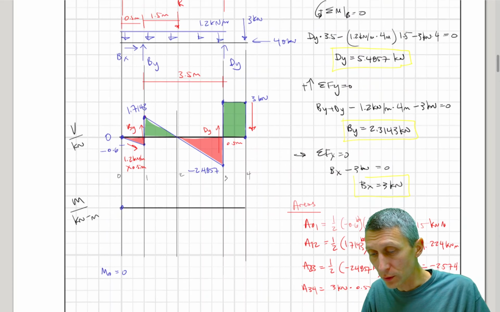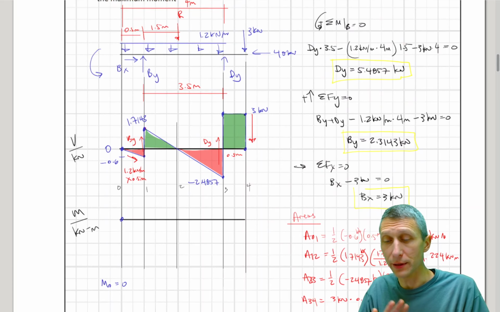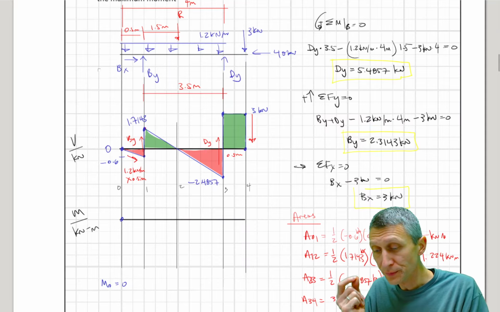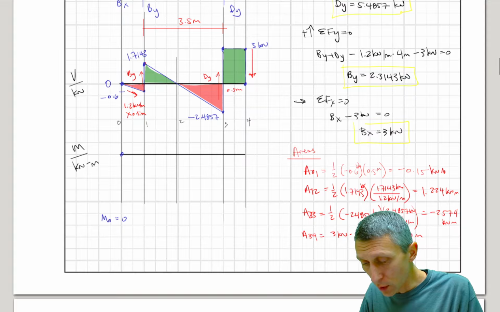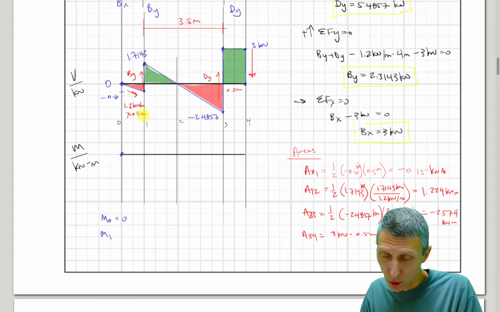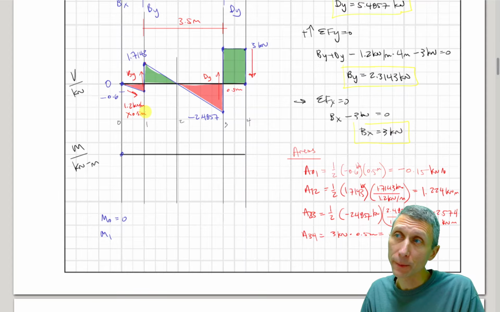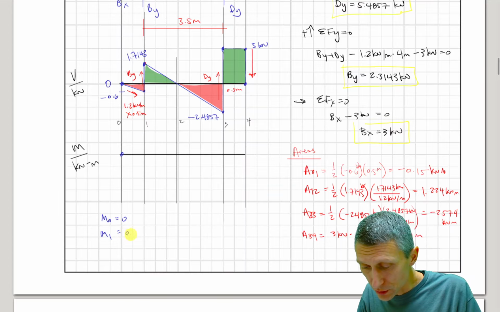When we come up to our free body diagram, there's no end moment here. That does not exist. So we're going to start at 0. The moment at line 1, this moment at this line right here, is just going to be the moment at 0, so 0 plus A01. When we add A01, we get minus 0.15 kilonewton meters.